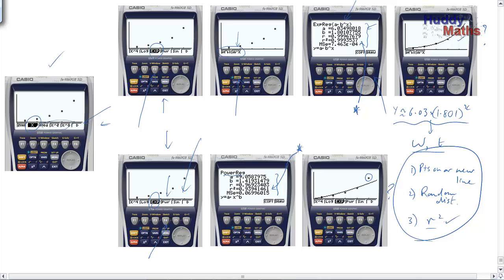Don't forget to contextualize your answer at the end. Technology will use X for the independent variable, Y for the dependent variable. We must bring it back into context because we're doing mathematical modelling. It's a mathematical description of a practical situation. We can't stay in X and Y land.